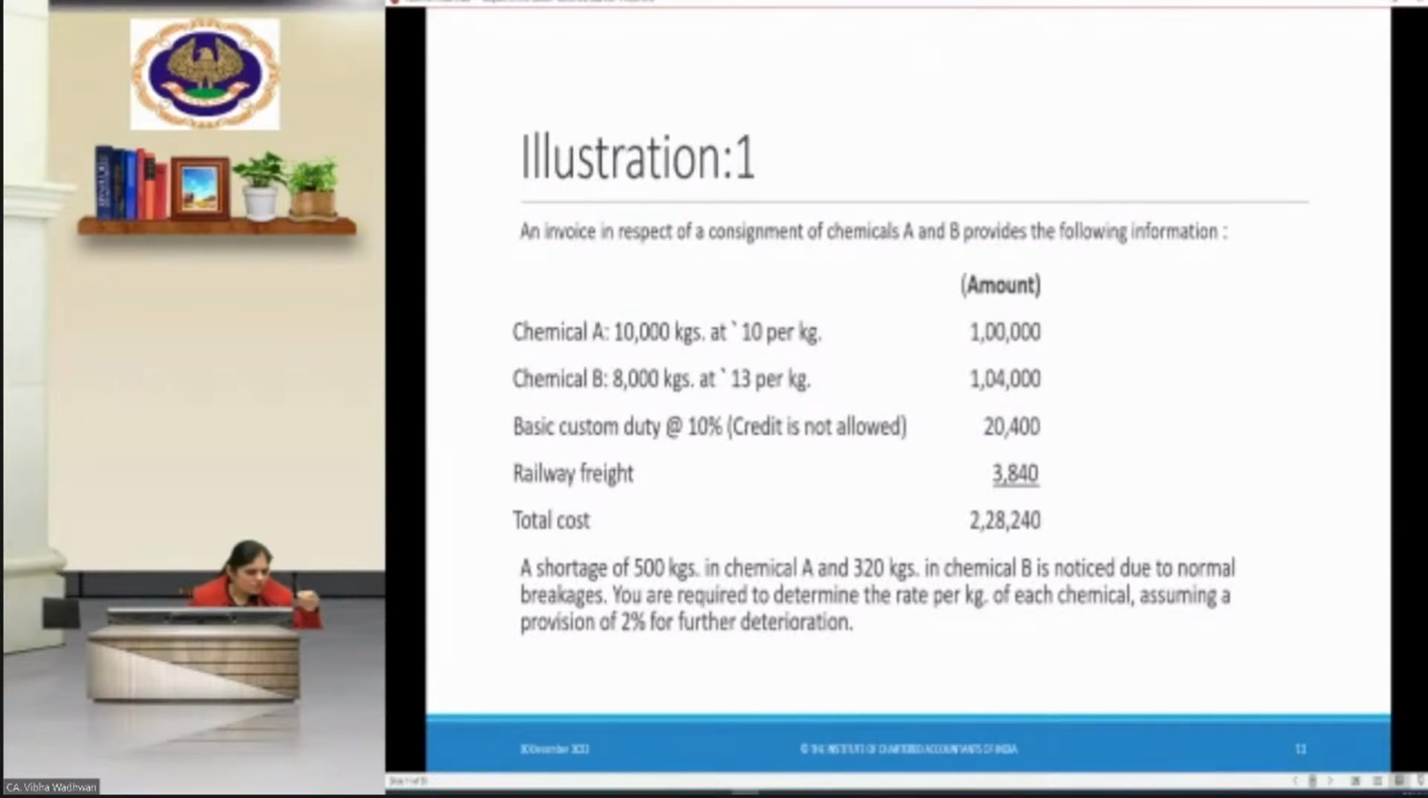Let me see if there is any query. Yes, of course, we have to add the custom duty along with the cost of purchase.